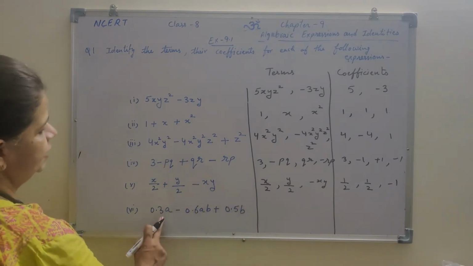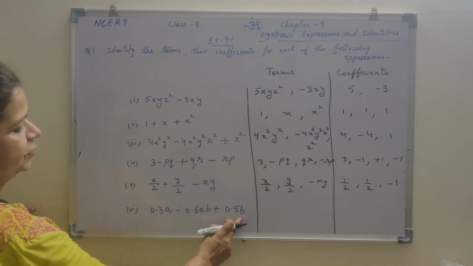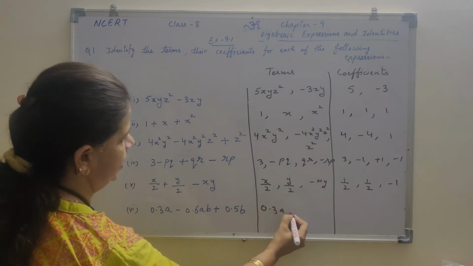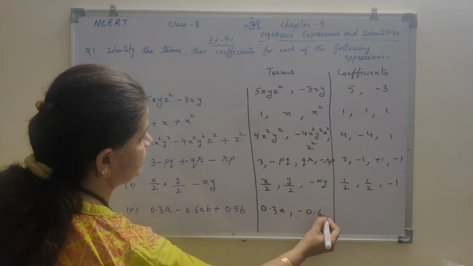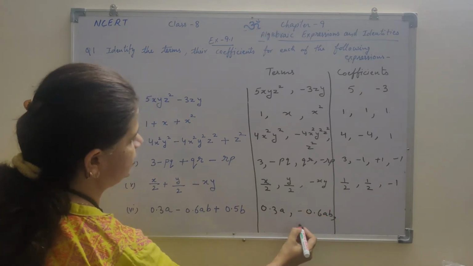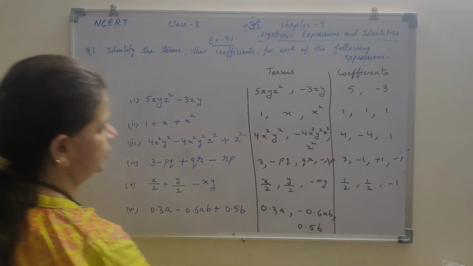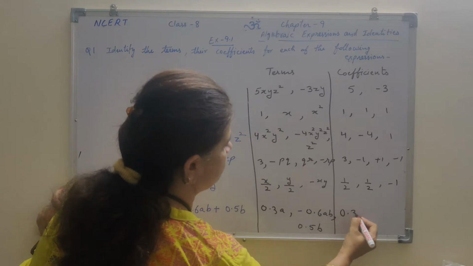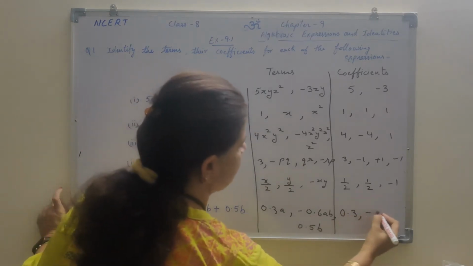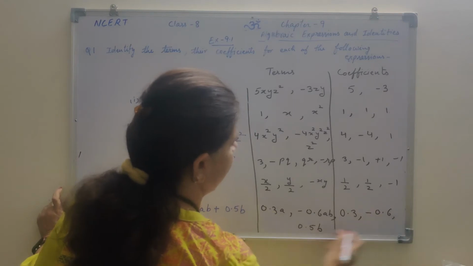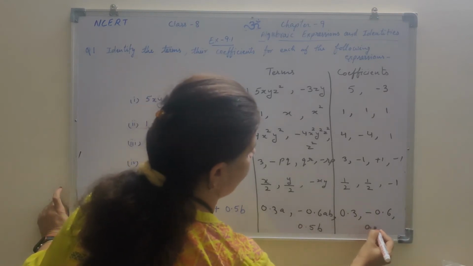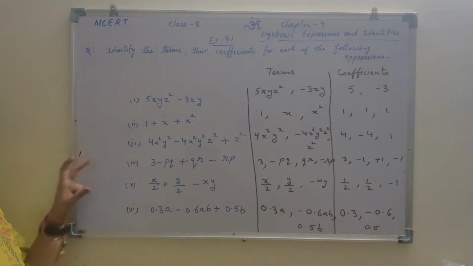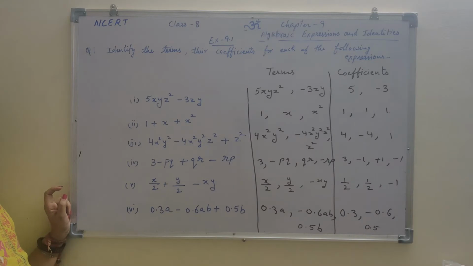The next one has 3 terms, first, second and third, right? And the terms are 0.3a, then minus 0.6ab, and the third one is 0.5b, right? The coefficient of the first term is 0.3, for the second term it is minus 0.6, and for the last term it is 0.5. So here also three coefficients are there, right? This way you can write down the terms and the coefficients.